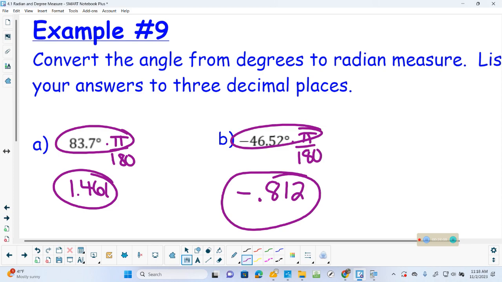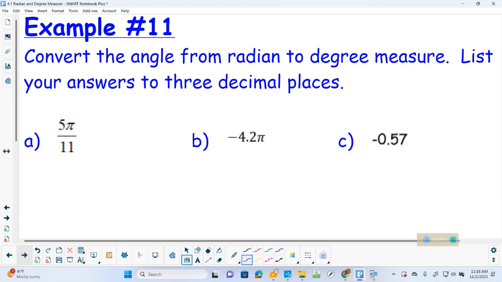All right, more calculator work, just going the opposite now. Radians to degrees. So you're doing your 180 over pi. Punch them in, give me decimal answers. Although B kind of comes out nice. So the pi's cancel on this one. So in my calculator, I just do 5 times 180, and I divide that by 11.